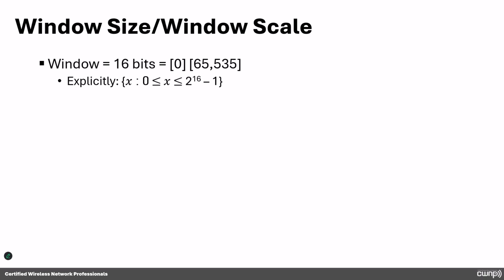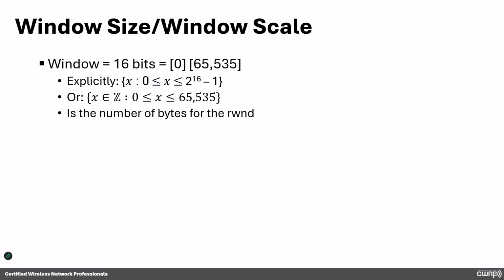Now, to be explicit about this, we would say that X can have a value that is greater than or equal to 0 and less than or equal to 2 to the power of 16 minus 1. Or we can state it in integer notation and say that X is a set of the whole integers where X has a value of greater than or equal to 0 and less than or equal to 65,535. However you want to state it, your values are 0 to 65,535. This is the number of bytes for the receive window.